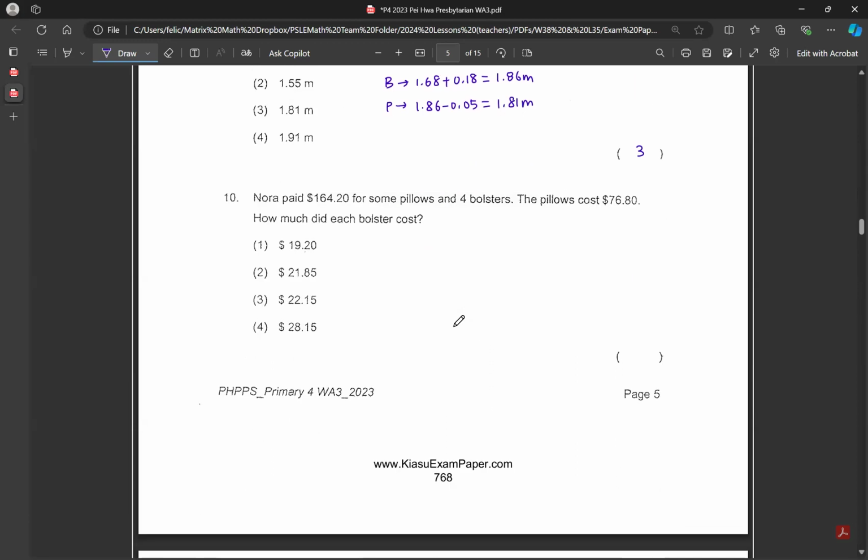Next, Nora paid $164.20 for some pillows and 4 bolsters. The pillows cost this much. How much did each bolster cost? Okay, so they said that the pillows cost $76.80. So what we're going to do is to find the cost of the 4 bolsters by subtracting the pillows from the total. Okay, so the cost of the 4 bolsters.